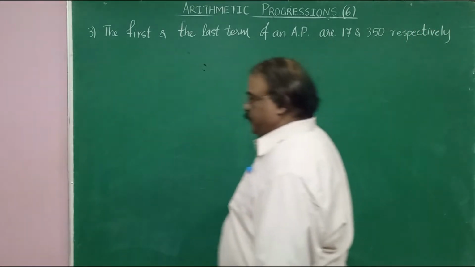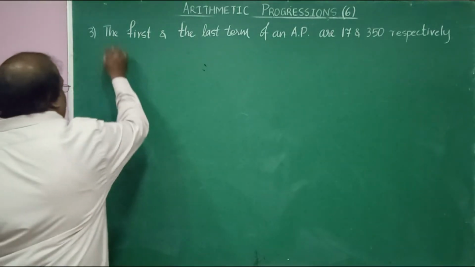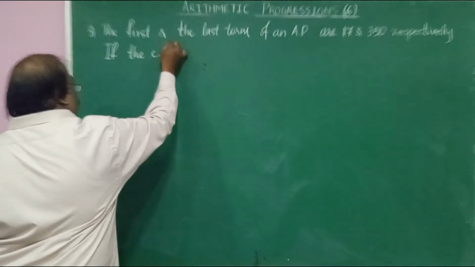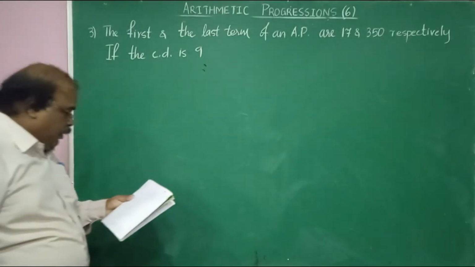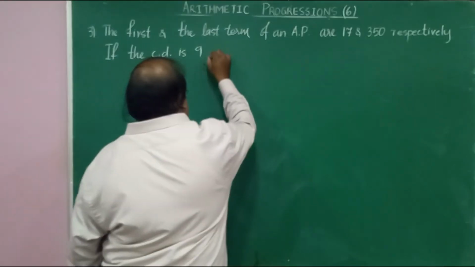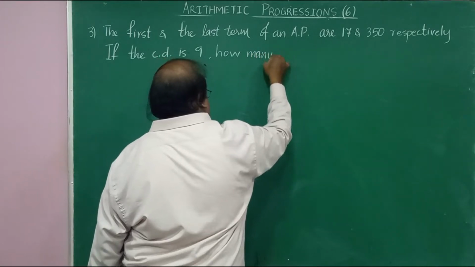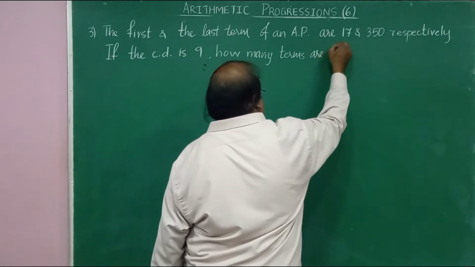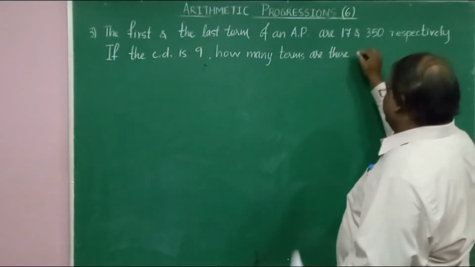What is given to you? The first and the last term of an arithmetic progression are 17 and 350 respectively. If the common difference is 9, how many terms are there? And what is their sum?